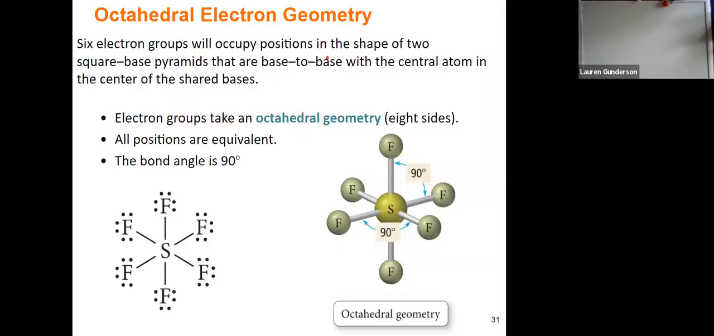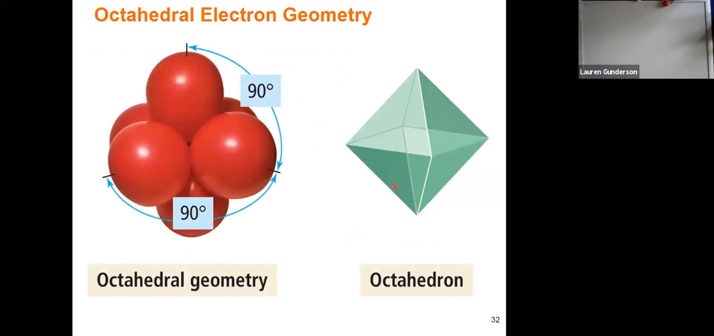And our final geometry involves 6 electron groups, and that is going to basically form 2 square base pyramids, base to base. All right, and that is called an octahedral geometry. So 6 electron groups. It's called an octahedral geometry because if you did take 2 square pyramids and put them base to base, the shape that it forms is an octahedron, which has 8 bases. Right, that's where that name comes from.